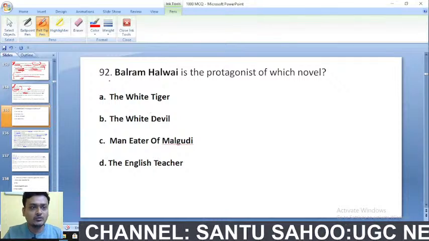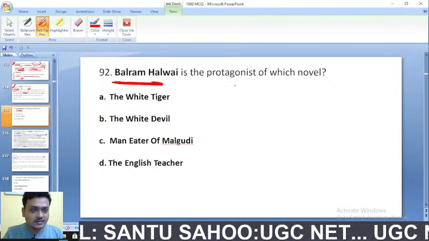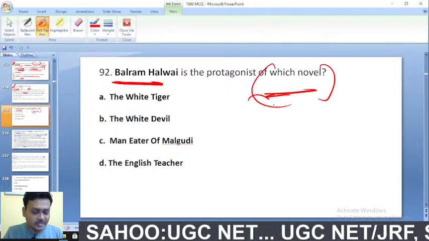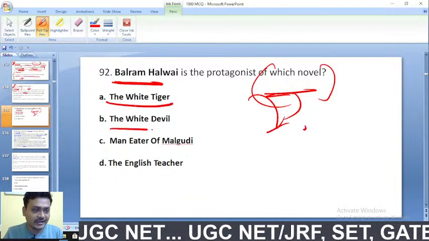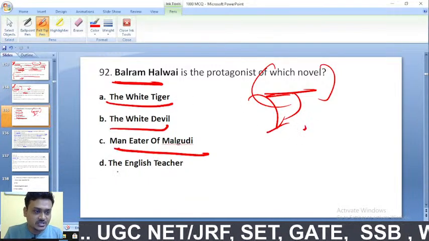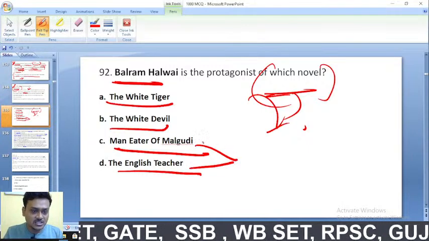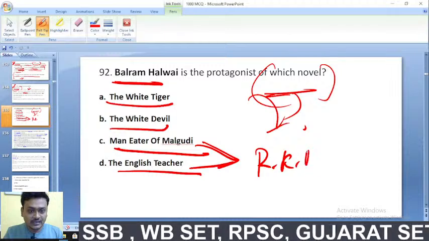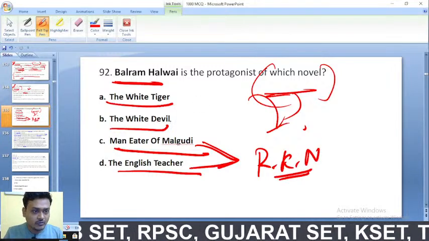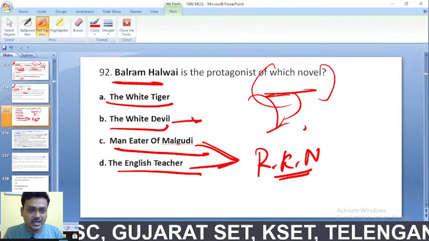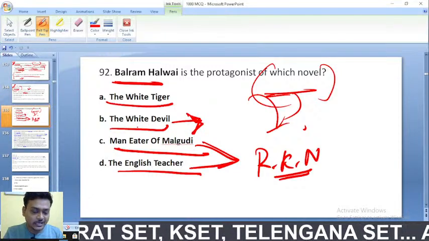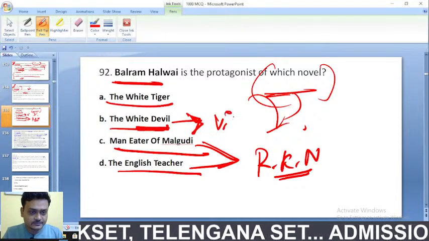Okay. Now, here is question number 21. Balram Halwai is the protagonist of which novel? Everybody knows this is an easy question. The White Tiger, The White Devil, Man-Eater of Malgudi, The English Teacher. You all know that Man-Eater of Malgudi and The English Teacher were written by R.K. Narayan, whereas the titular White Devil is Vittoria.